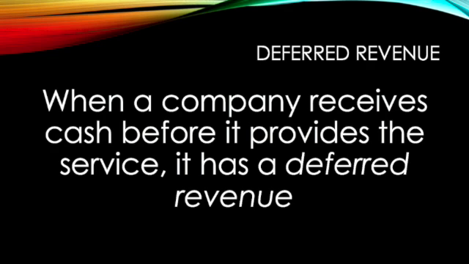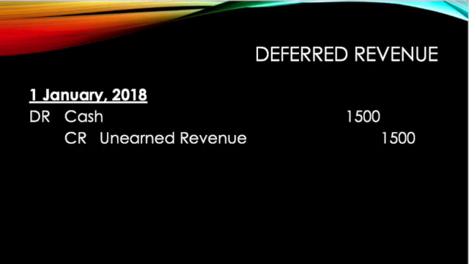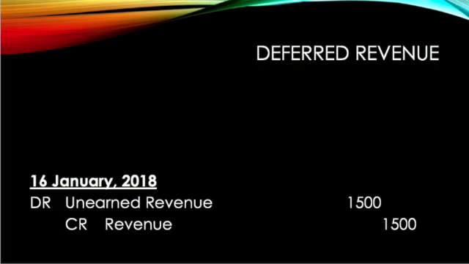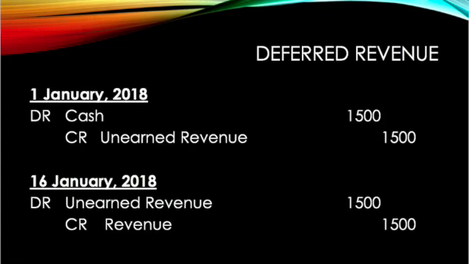Deferred revenue, or unearned revenue, refers to when a company receives cash before providing a particular service. This initial payment is recorded by debiting a company's assets via the cash account and crediting a company's liabilities via the unearned revenue account. However, when the company provides the service at a later date, it has earned the previously unearned revenue. Therefore, an adjusting entry is required. This adjusting entry debits a company's liabilities via the unearned revenue account and credits a company's revenues, thus recording that the revenue has been earned.